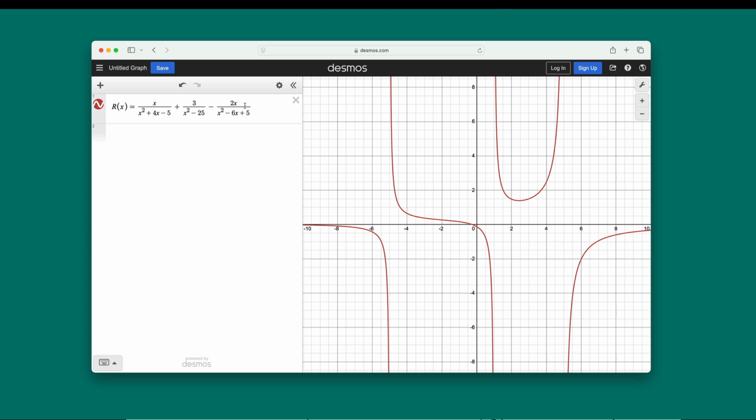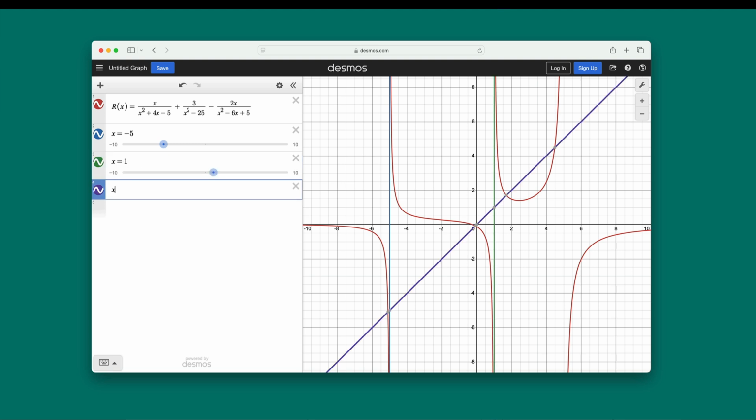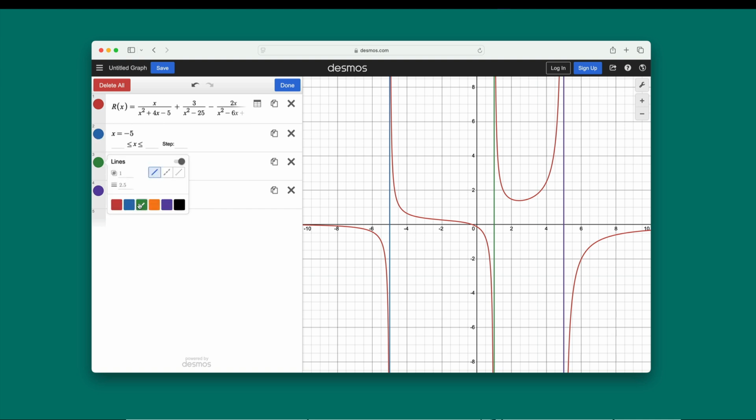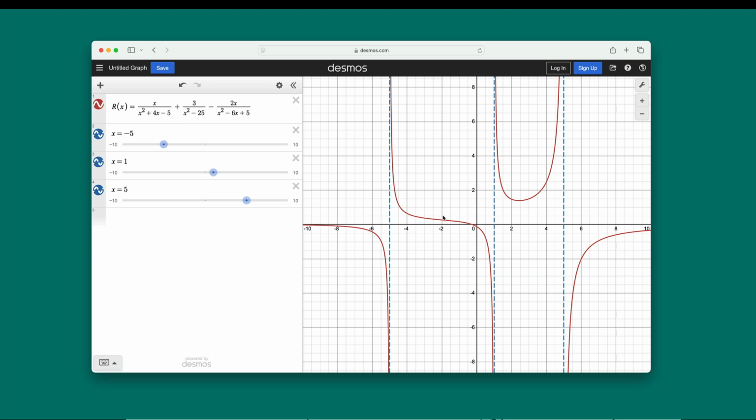We're interested in when this is less than 0. You can see we would have an asymptote at x equal to -5, also at x equal to 1, and x equal to 5. In fact, let me go ahead and add those so they're visible: x equal to -5, x equal to 1, and also x equal to 5. And then let me dot them and make them the same color. All right, so it looks like I got it there, and those are our asymptotes.